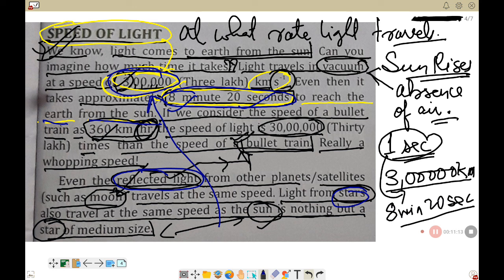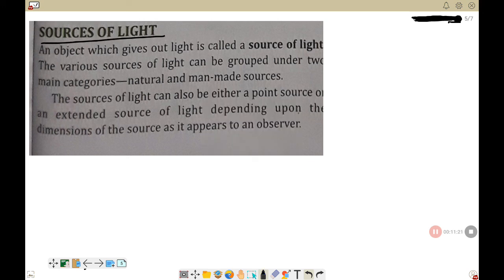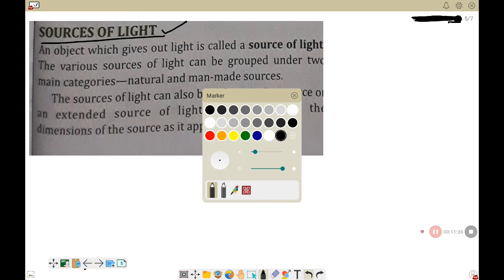All right, so now the next topic that you have on page number 71 of your book is sources of light. So let's see here. Here we have sources of light. Source means from where the light is coming. What is the point, or what is the place from which the light is actually coming? That is what we call the source of light. Okay, so let's see the definition. You can underline this here.